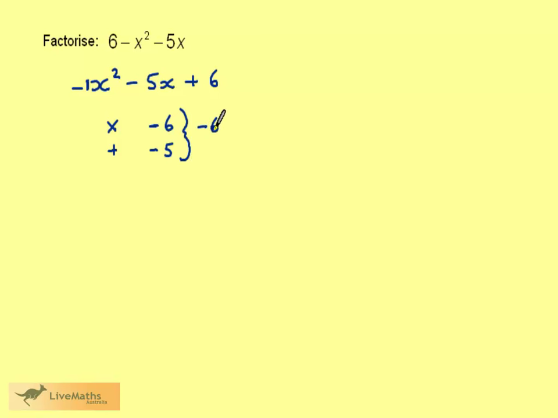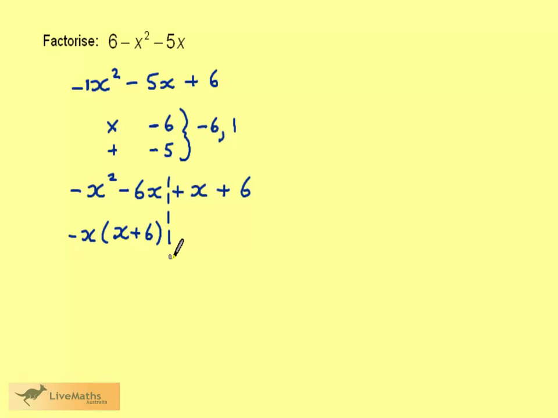The two numbers we require then are minus 6 and 1. Minus 6 times 1 is minus 6, and minus 6 add 1 is minus 5. We can now write minus x squared, take away 6x, plus 1x, plus 6. Splitting down the middle, to the left we have a common factor of minus x. Open a bracket and we get x plus 6.